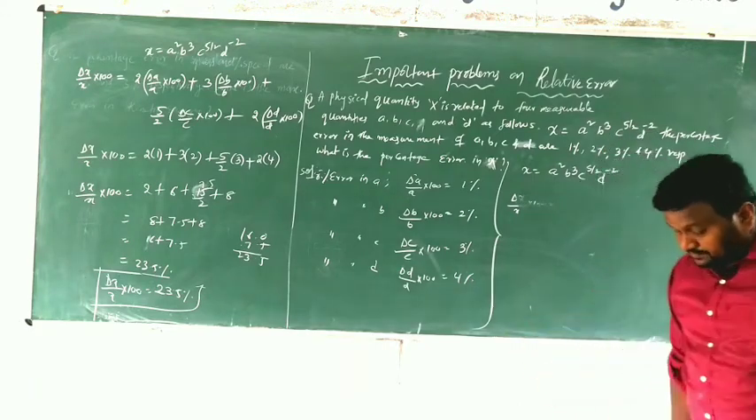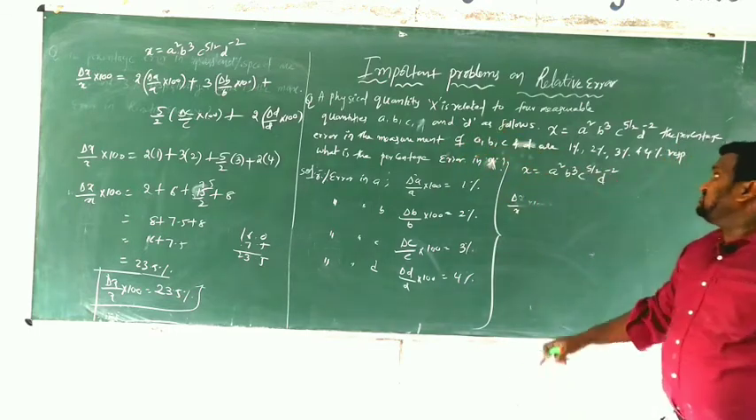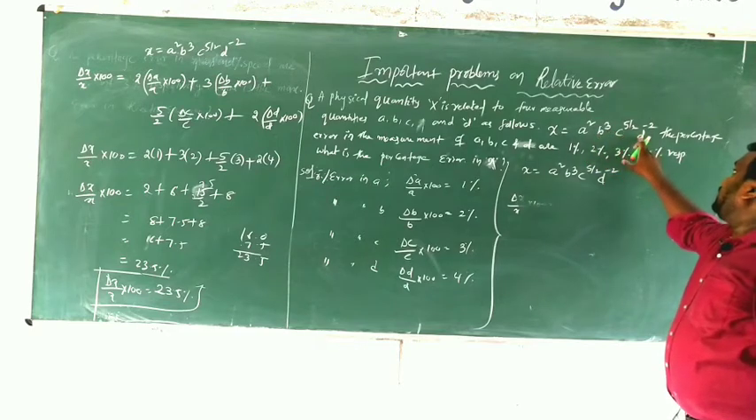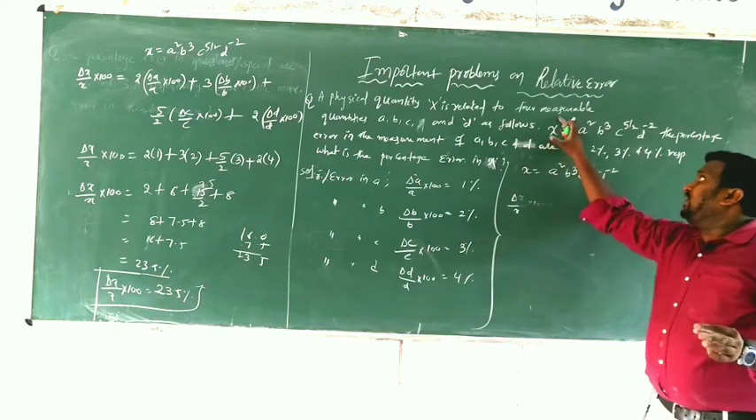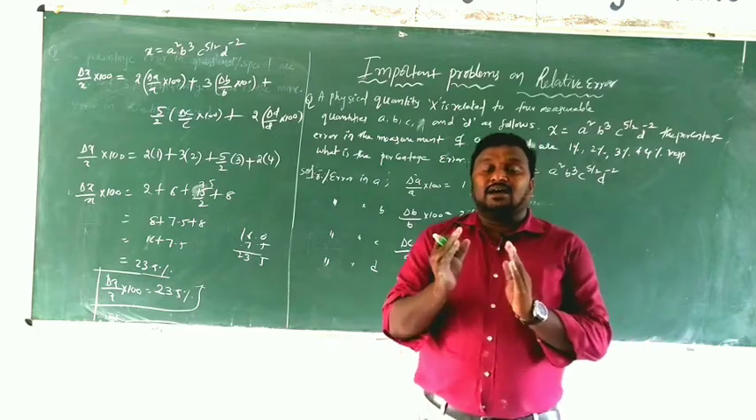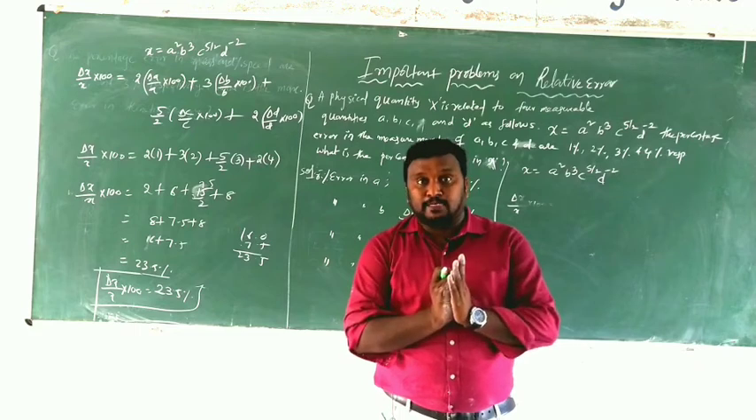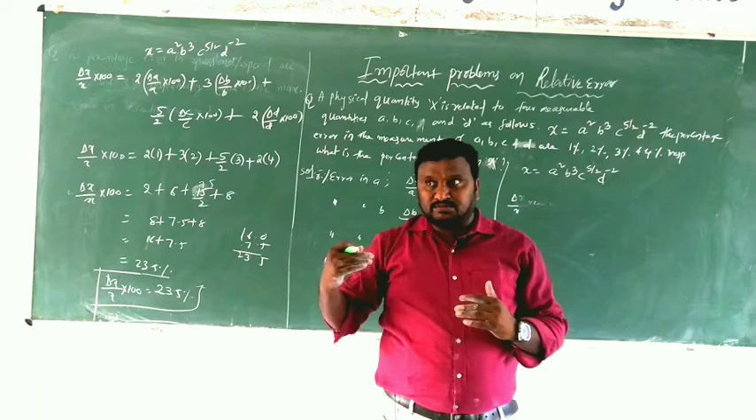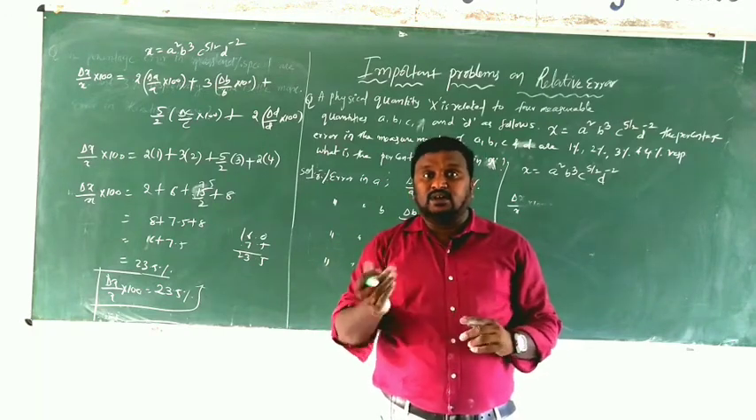A physical quantity x is expressed like this: x equals a square b cube c to the power 5 by 2 and d to the power of minus 2. We want to find out the relative error of this x. To get clarity, I uploaded one video, combination of errors for coefficient. You must watch it, then obviously you will get the formula.